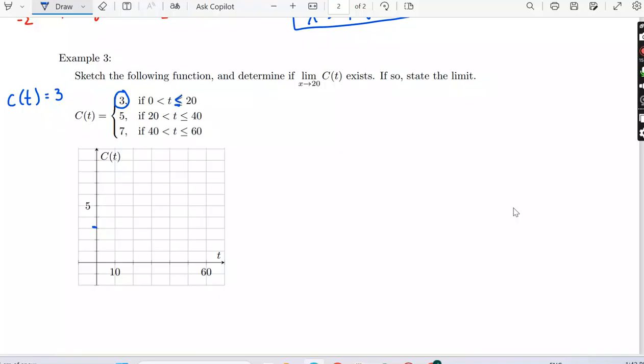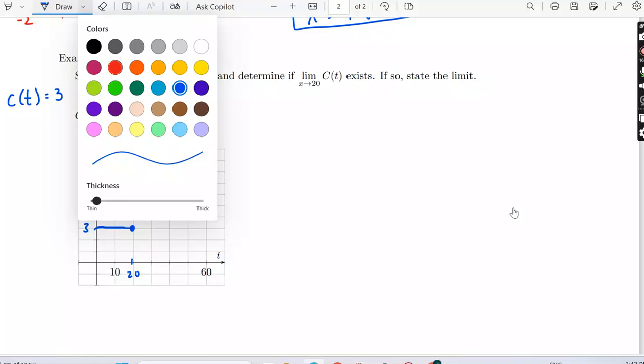Since it could be less than or equal to 20, I would draw a closed dot to represent that it's equal to as well. So starting at 0 to 20, C(t) is equal to 3.